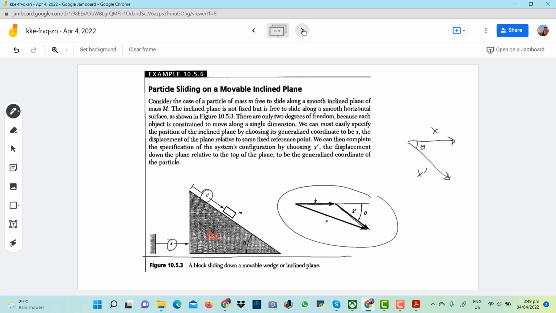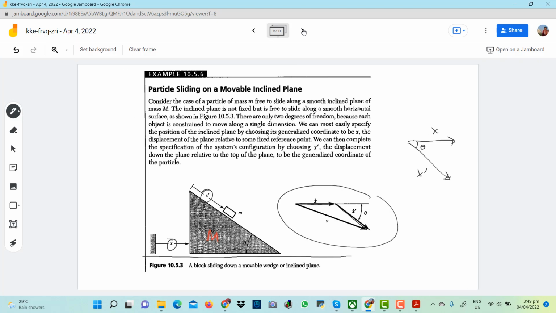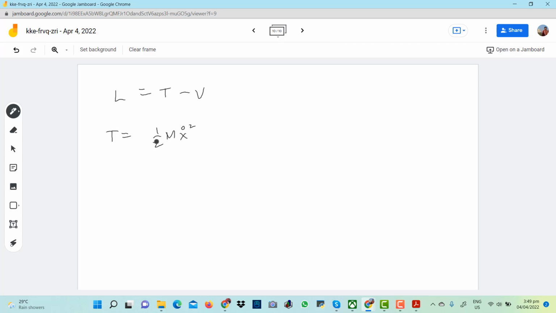So what's the Lagrangian of this system? First, the Lagrangian is equal to T minus V. I have kinetic energy, and there are two terms. The first is one half, for the inclined plane with big mass M, M x dot square. There's no problem with this M because its motion is only horizontal translation, so the velocity is x dot only. Therefore the kinetic energy is one half M x dot square.